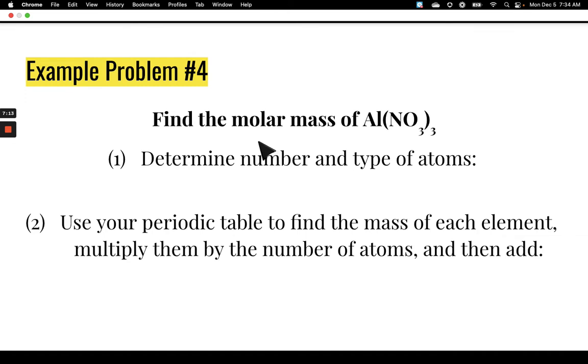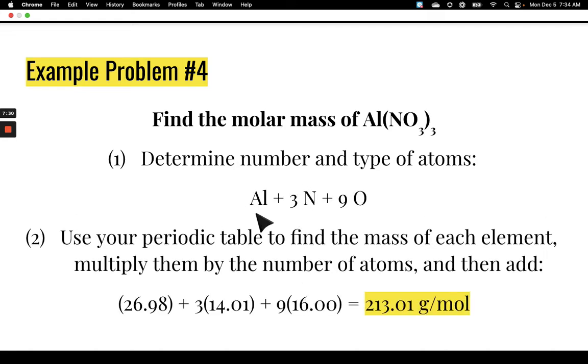So let's see if you can find the molar mass of Al(NO3)3, aluminum nitrate. So step 1, you're going to determine the number and types of the atoms. Step 2, you're going to use your periodic table to find the mass of each element and multiply them by the number of atoms, and then you're going to add. So here you go. You have 1 aluminum, and remember the parentheses mean that you distribute. You have 3 nitrogen and 9 oxygen.